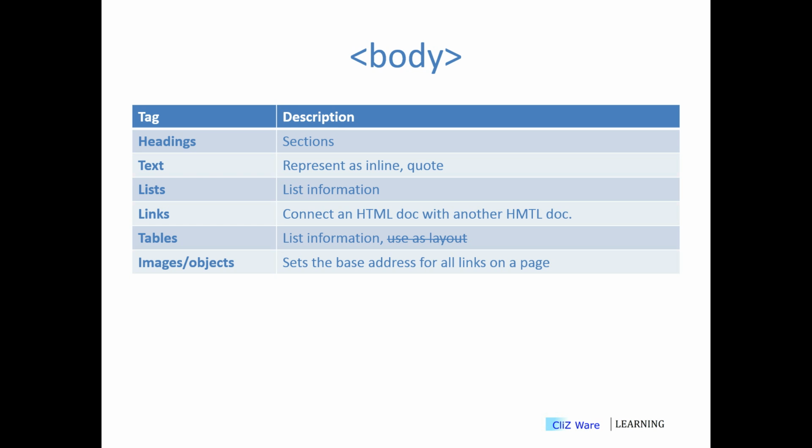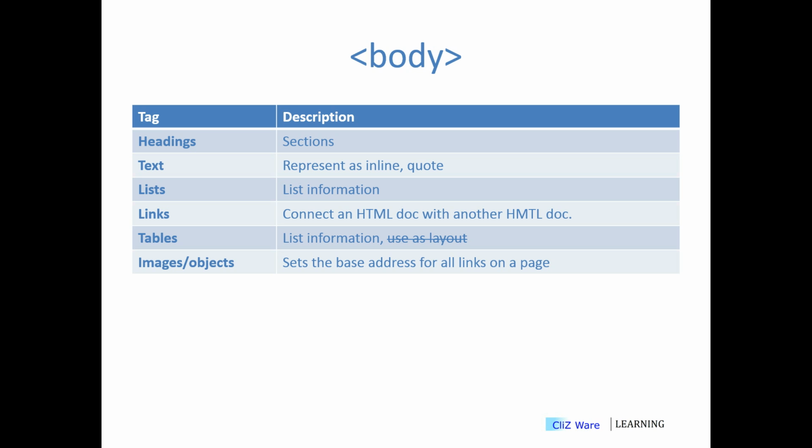Links, they connect a document to another document. Tables are used to list information, but I've crossed out used as a layout, because you shouldn't actually use tables as layout. I see a lot of people use tables as their main layout of the page, and really you might ask the question, why shouldn't we use tables? And one thing is that we can use CSS in a much better and more efficient way, because in CSS you can use divs, spans, classes, etc. to do that.